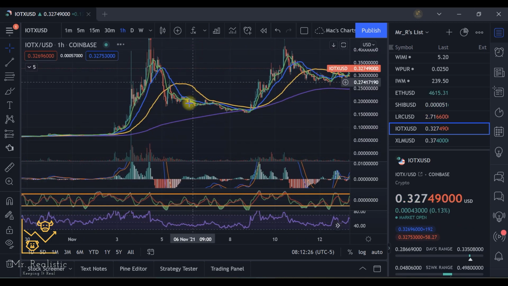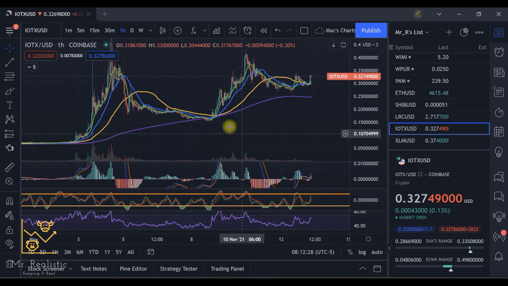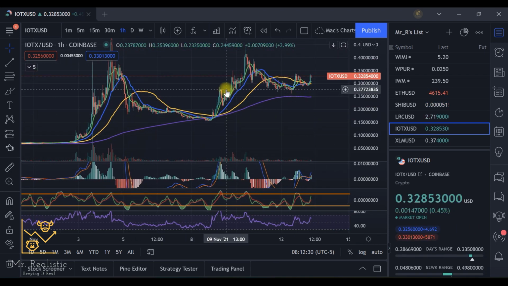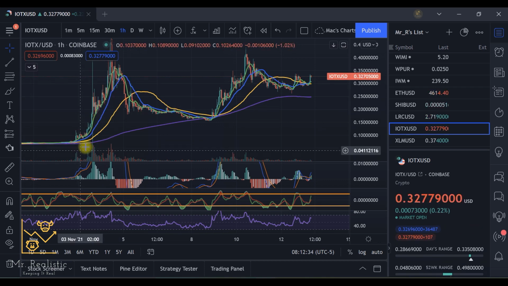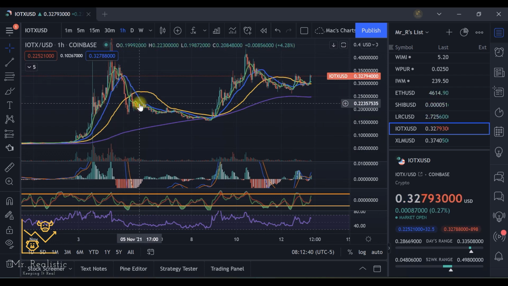Okay, the 200 has been on the bottom the whole time. Look how it bounces off the 200. That's strong. Okay, so as we go up, look at the order. Okay, green, blue, yellow, purple. All right, when that gets mixed up, it comes down.